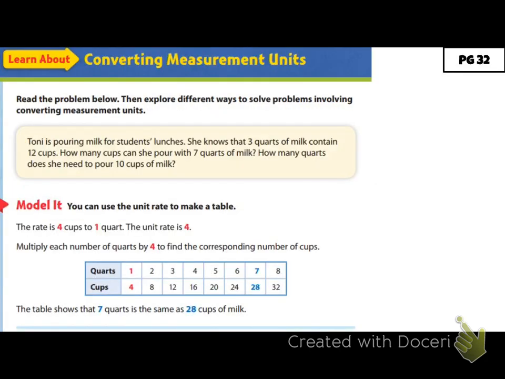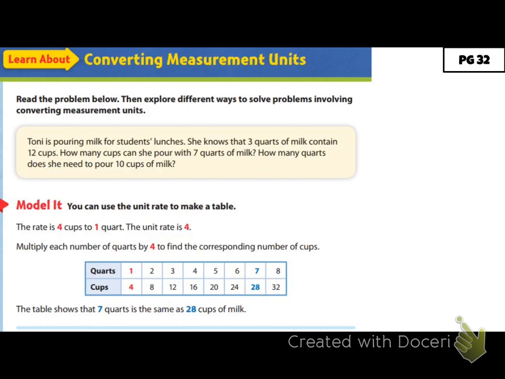Okay, so the last part we're going to go over is converting measurement units. So the problem says Tony is pouring milk for students' lunches. She knows that 3 quarts of milk contain 12 cups. How many cups can she pour with 7 quarts of milk? How many quarts does she need to pour 10 cups of milk?